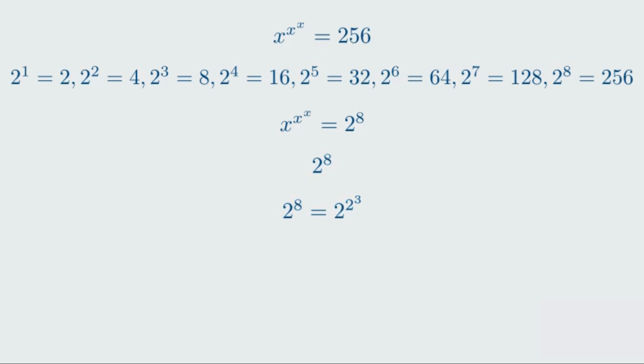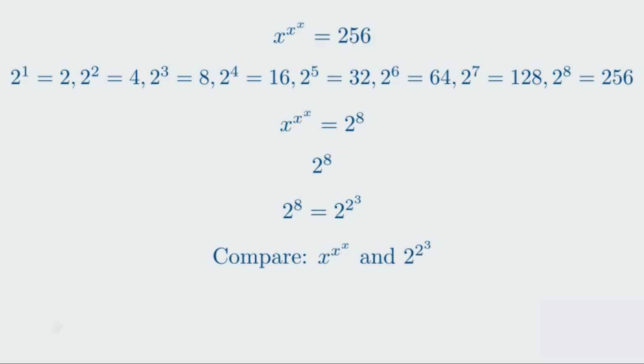Now let's compare this to our original equation. On the left, we have x to the power of x to the power of x. On the right, we have 2 to the power of 2 to the power of 3. They don't match up perfectly yet. The 3 at the top is the problem. What else could we do with 2 to the 8th?